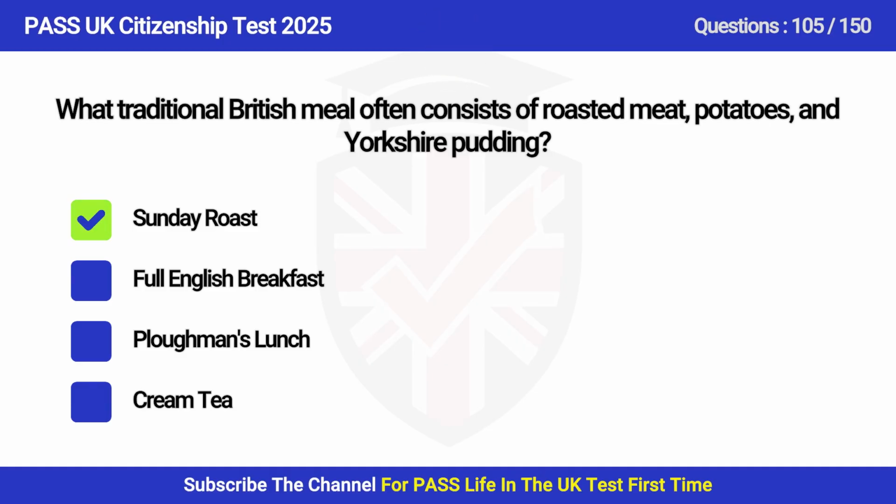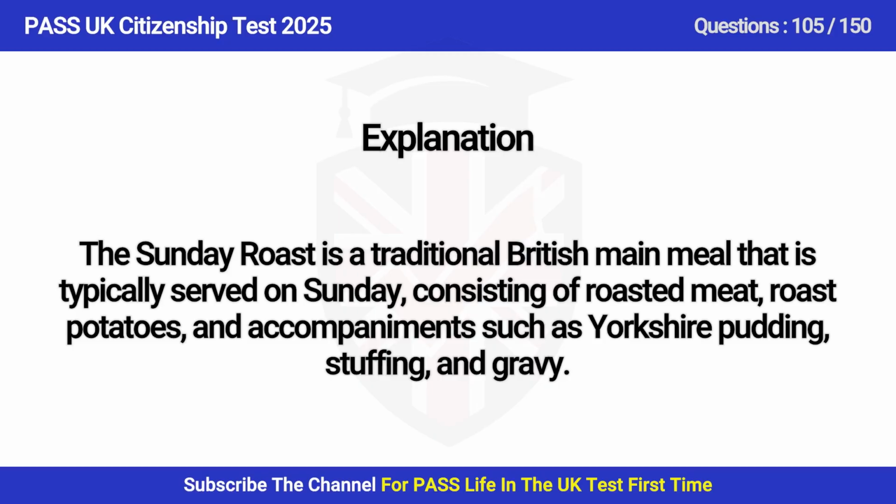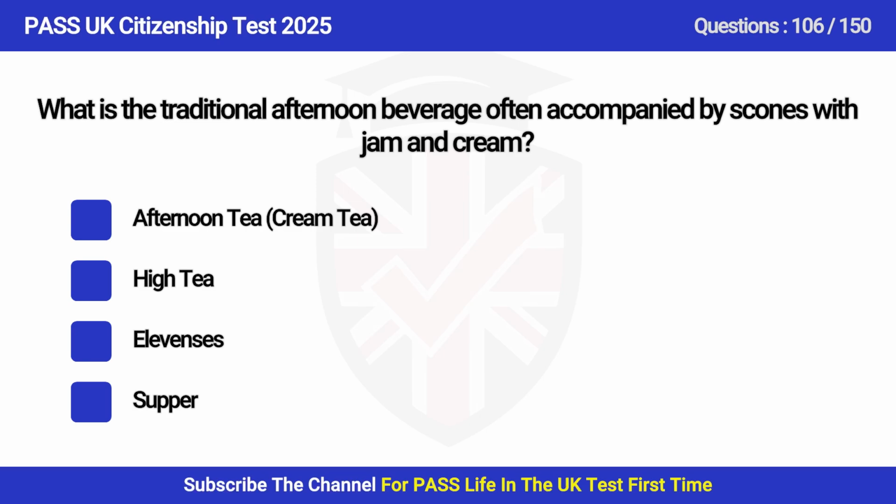The answer is A. Sunday roast. The Sunday roast is a traditional British main meal that is typically served on Sunday, consisting of roasted meat, roast potatoes, and accompaniments such as Yorkshire pudding, stuffing, and gravy. Question 106. What is the traditional afternoon beverage often accompanied by scones with jam and cream? A. Afternoon tea, cream tea. B. High tea. C. Elevenses. D. Supper.